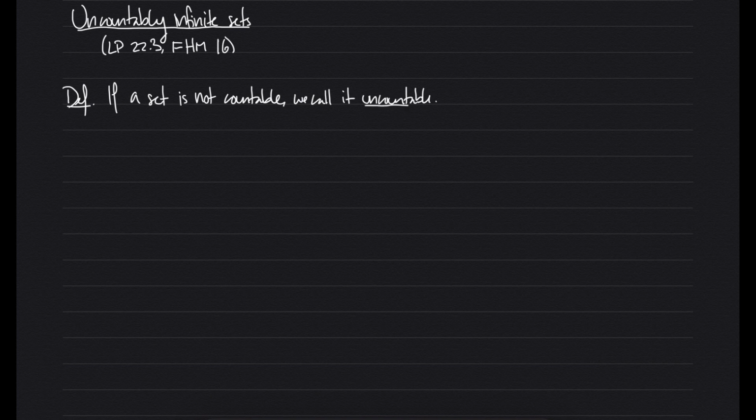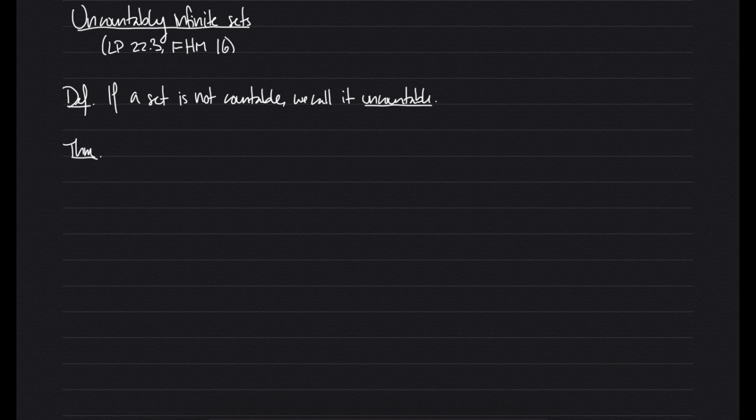Okay, so the first definition is just to say what uncountable means. We say that if a set is not countable, that is, if it's not finite or countably infinite, we call it uncountable. And of course, since all of these sets are not finite, they're uncountably infinite, you could say. So all uncountable sets are infinite.